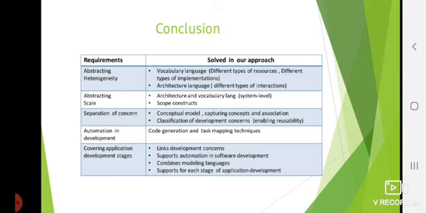The separation of concerns consists of the conceptual model, capturing concepts and associations, and classification of development concepts. The automation in development consists of code generation and task mapping techniques. Covering application development stages is solved by linking development concepts, supporting automation in software development, combining modeling languages, and support for each stage of application development.